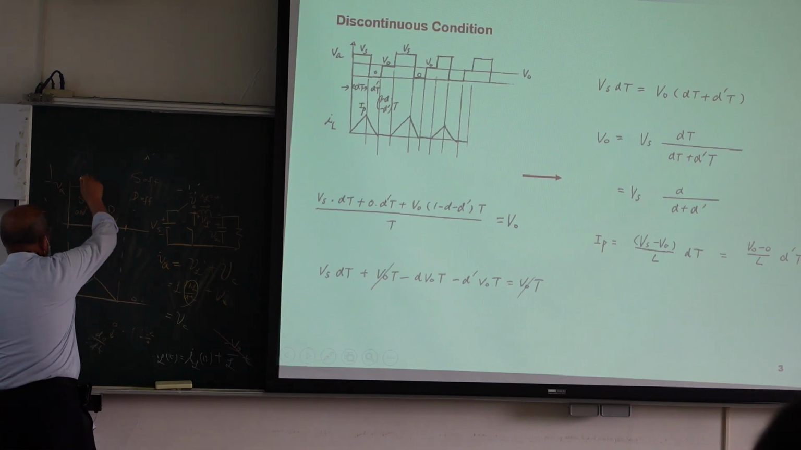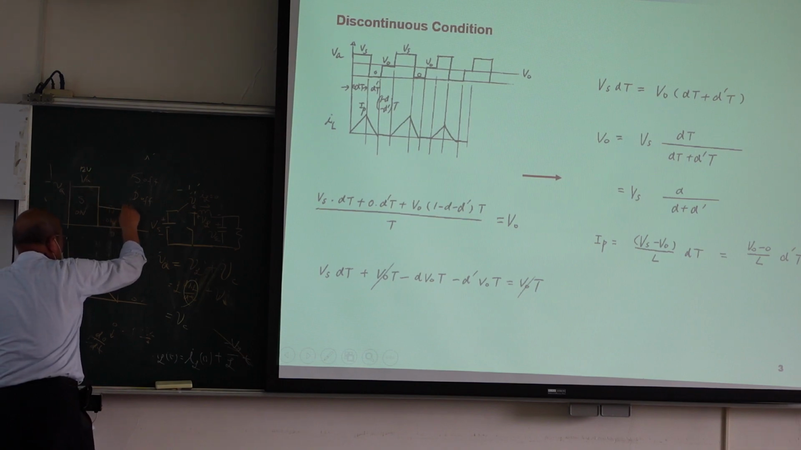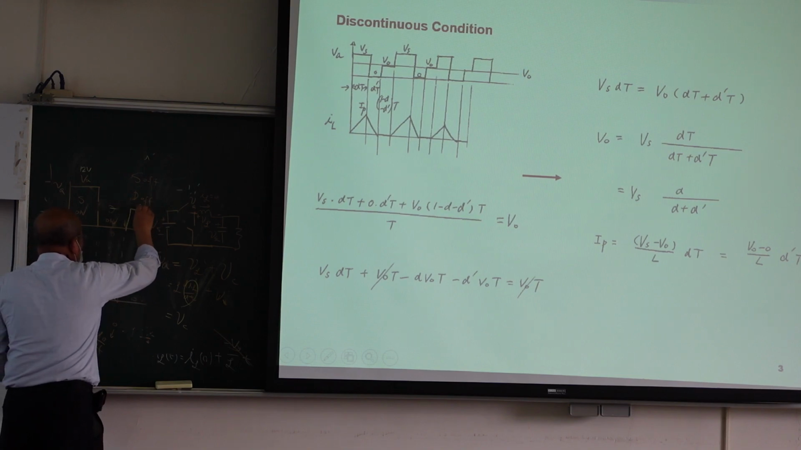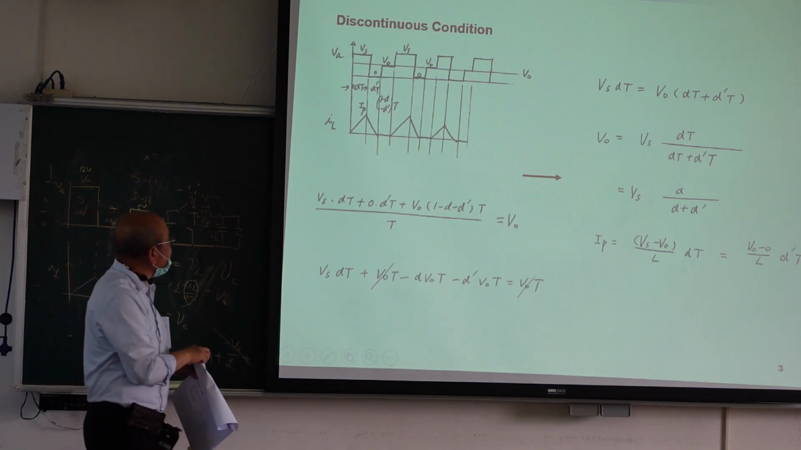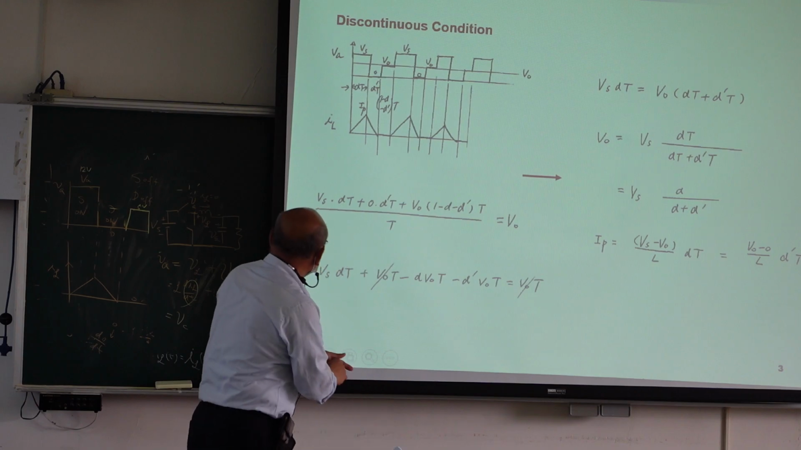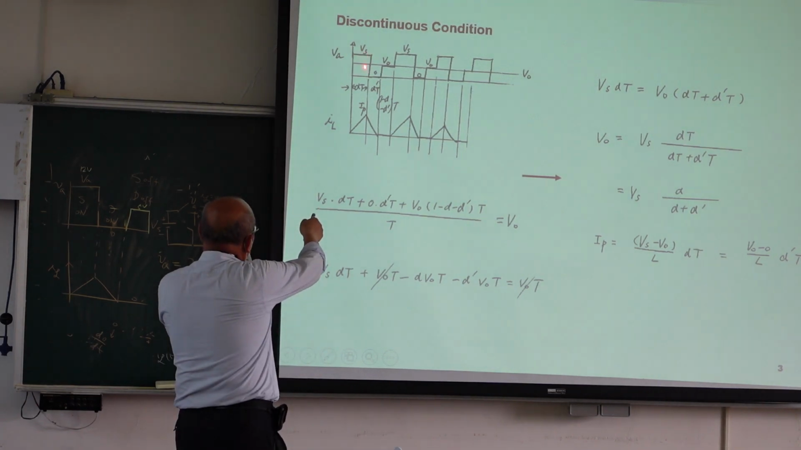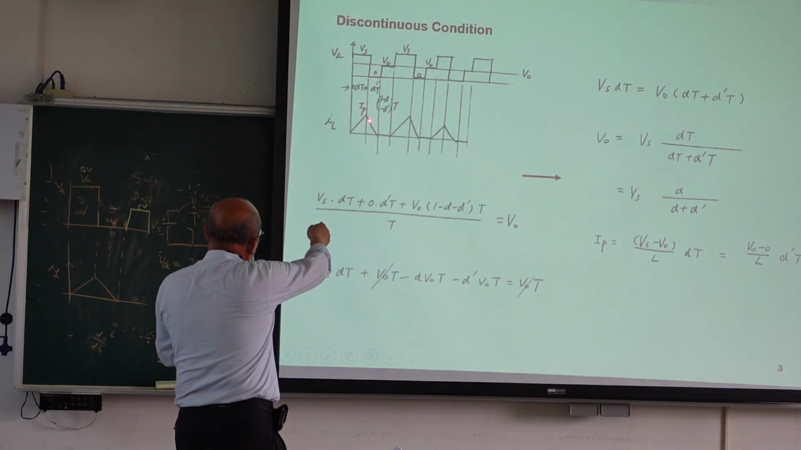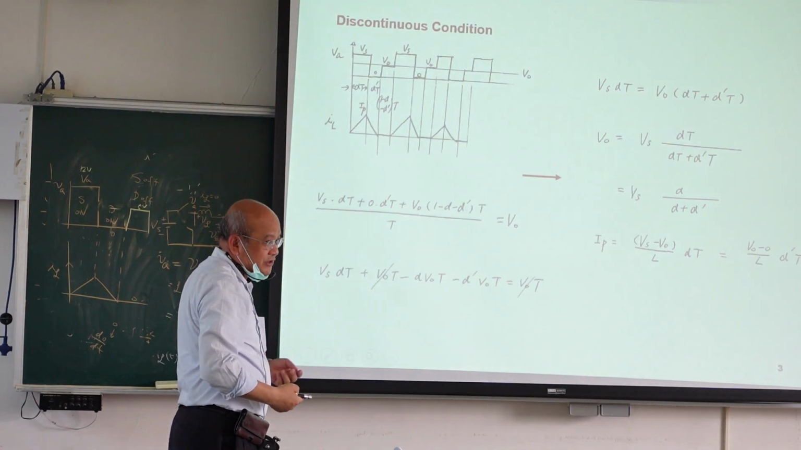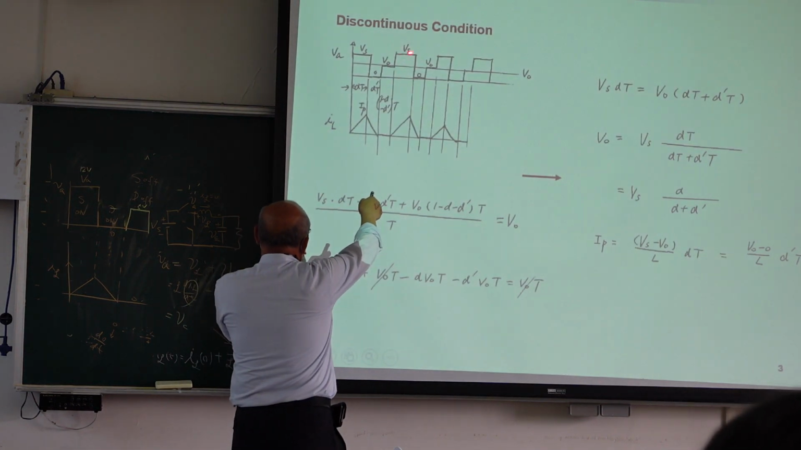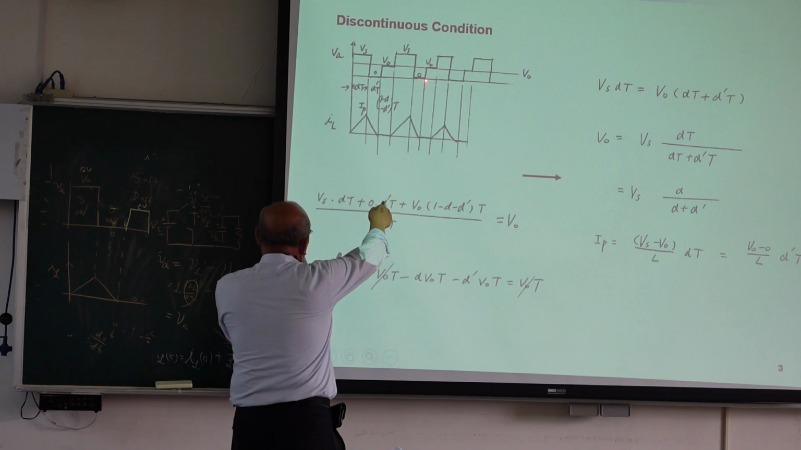What is VC? This is 12 volt. What is this? Oh, sorry, this is 0, and this one becomes 5 volt. Right? So you can see the difference is here. This is switch on, VS; diode on, 0. This is switch off and diode off, it becomes VO. VO is equal to VC. Then switch on, VS; diode on, 0. Switch off, diode off, VO.